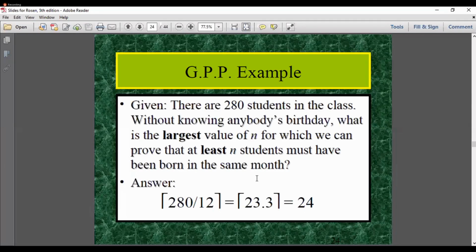Now that is the concept of pigeonhole. A pigeon will go into a hole where some pigeon is already there. So this way, we divide n by k and choose its floor value. So we are getting that 24 is the probable number of students whose birth month is the same. This is the pigeonhole principle.